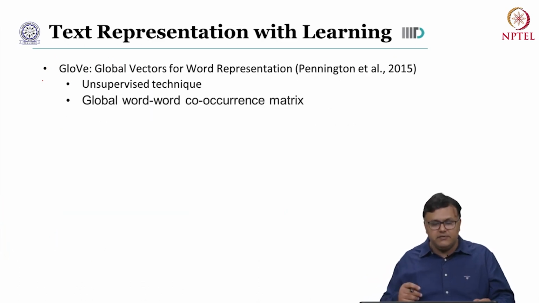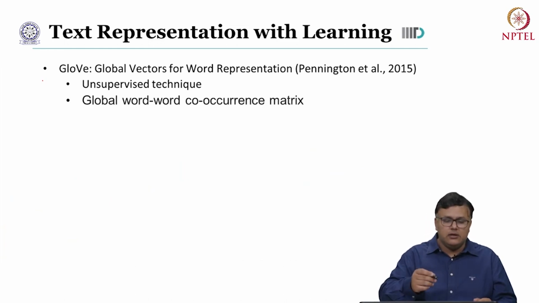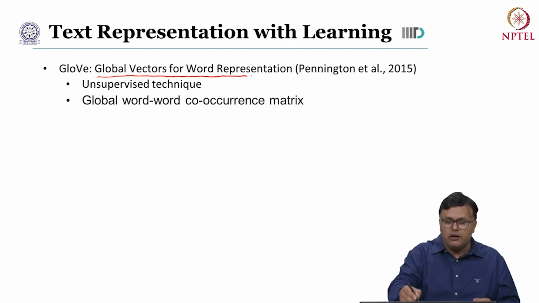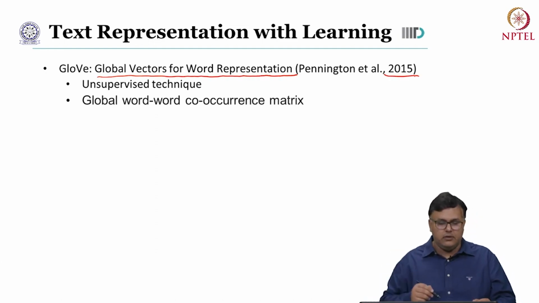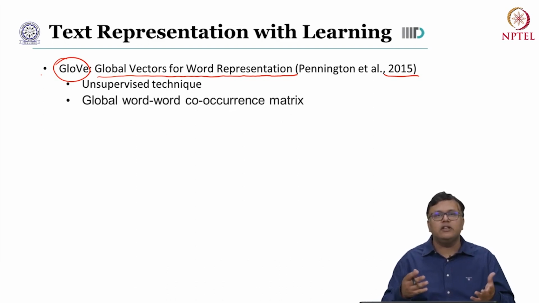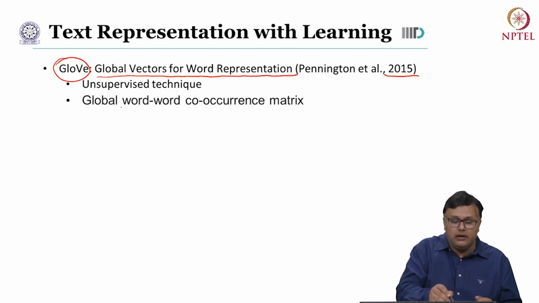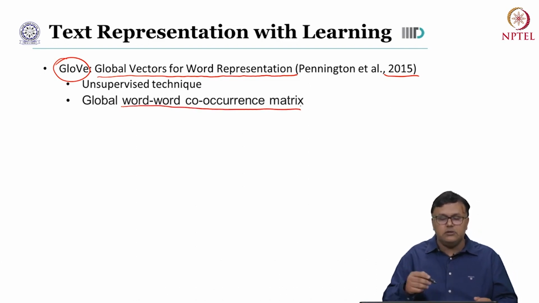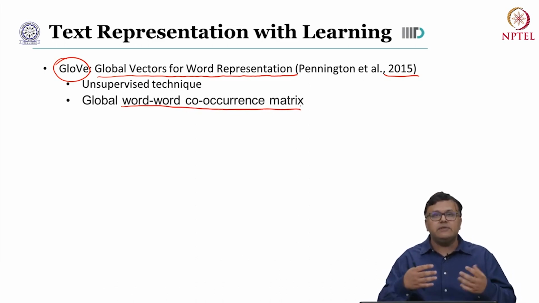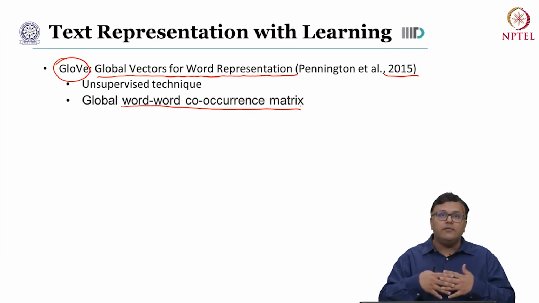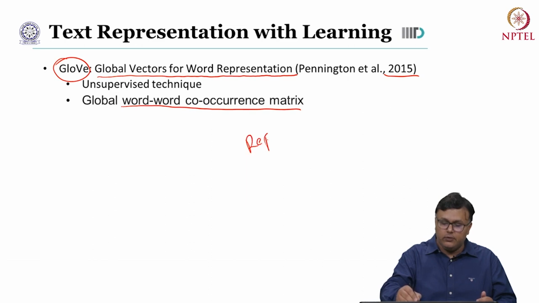Now another representation which I would briefly like to mention to you, friends, is the global vector for word representation proposed in 2015, in short, popularly referred to as GloVe. Now this is an unsupervised technique to learn the representation, and it is based on creating and then learning the word to word co-occurrence matrix. So the authors created a matrix which tells us the probability of occurrence of words together. Based on that, we learn a network and we get a representation which I am going to be able to use later.